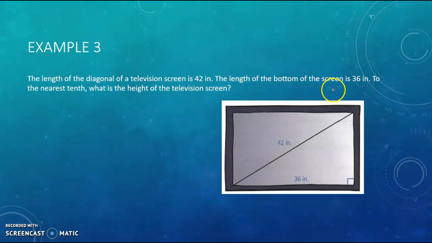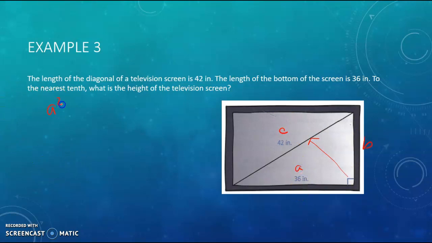And the length of the bottom of the screen is 36 inches. And to the nearest tenth, what is the height of the television? So we're wanting to find this side over here. Here's my right angle, so that means that the 42 is my hypotenuse. So that's C, which makes this B. And we're going to call this one A.